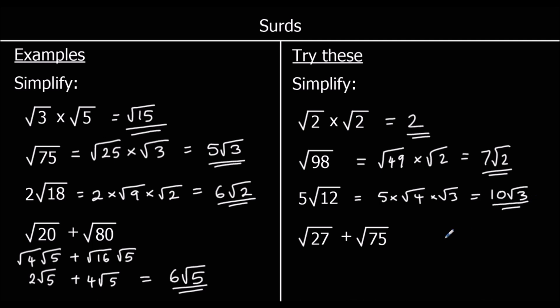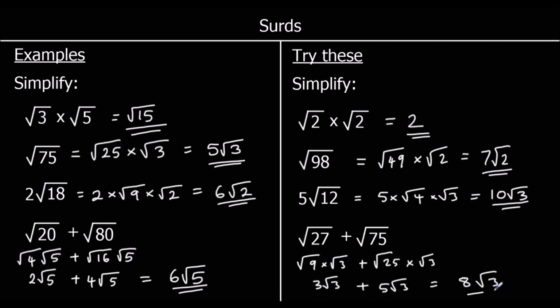And the last question, root 27 plus root 75. So 27 is root 9 times root 3. Root 75, we've already done. It is root 25 times root 3. Root 9 is 3, so we've got 3 root 3s, and we've got 5 root 3s. So in total, we've got 8 root 3s.